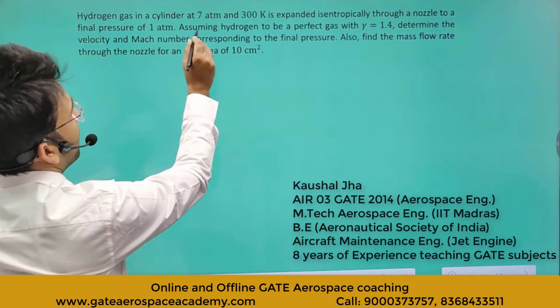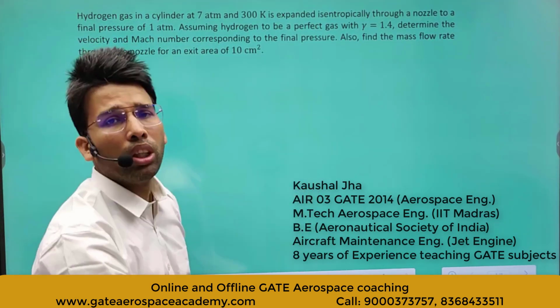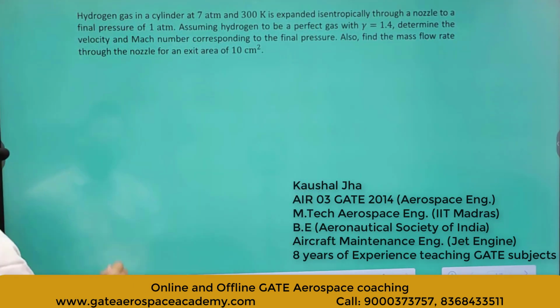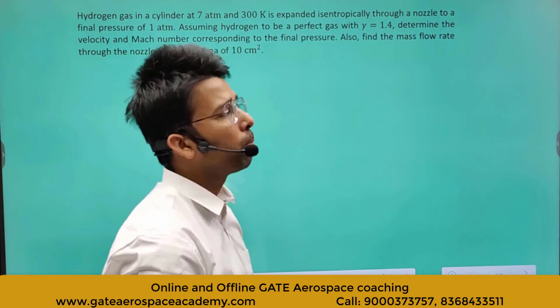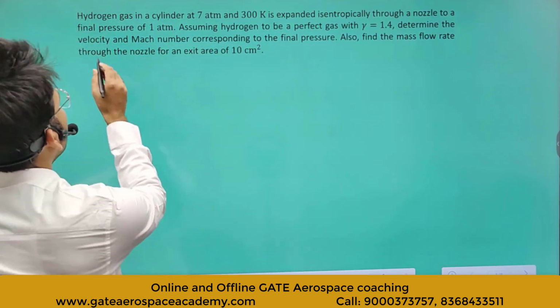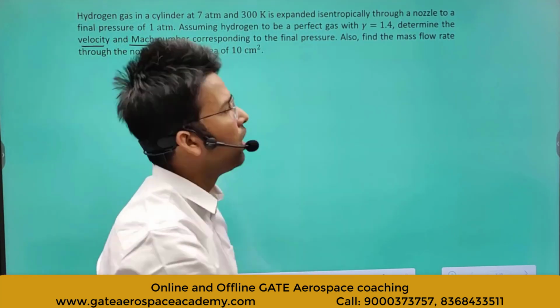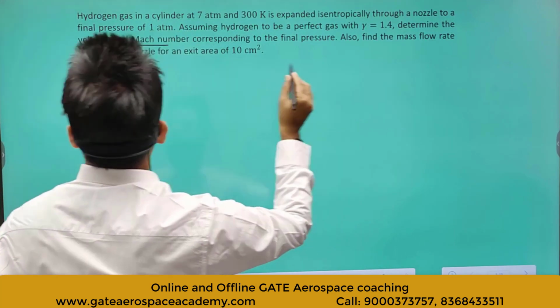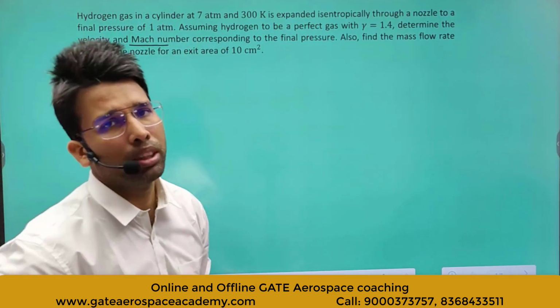Hydrogen gas in a cylinder at 7 atm, 300 Kelvin is expanded isentropically through a nozzle to a final pressure of 1 atm. Assuming the hydrogen to be a perfect gas with gamma equal to 1.4, determine the velocity and Mach number corresponding to the final pressure. Also find the mass flow rate through the nozzle for an exit area of 10 centimeter square.